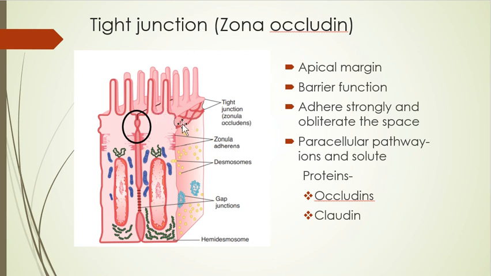If you can see on the lateral surface, there is a zigzag arrangement of these proteins, and they oppose from one cell to the other. So both the cells have a zigzag arrangement, and they are connected with each other so that they completely obliterate the space. So the apical layer is very tightly bound so that it acts as a physical barrier.